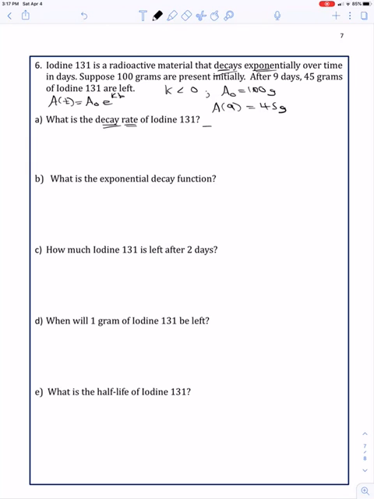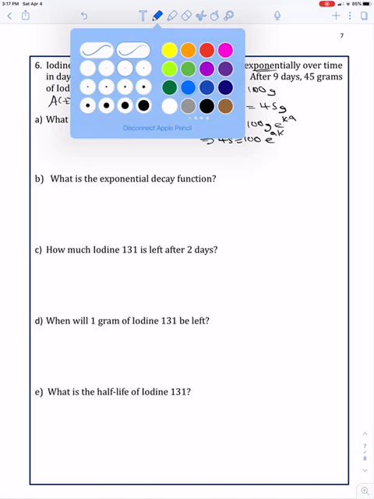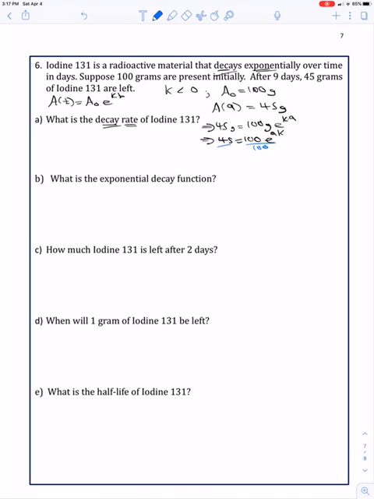So we want to look at this problem here. We've got 45 grams equal to our initial 100 grams times e to the k, which we don't know, times t. Well, t is 9. So I've got 45 equal to 100 e to the 9k power. So we've set up our exponential equation to solve. We need to isolate, so we'll divide out 100 on both sides to get it by itself. So we've got 45 hundredths equal to e to the 9k power.